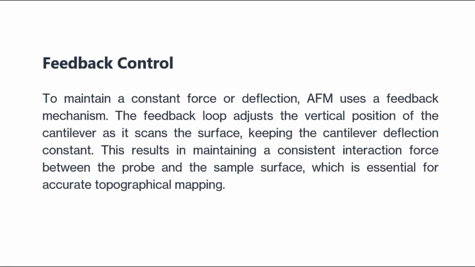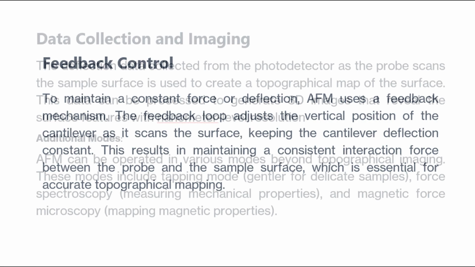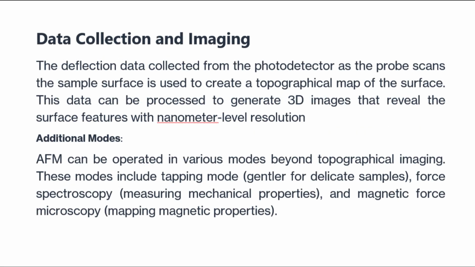Feedback control. To maintain a constant force or deflection, AFM uses a feedback mechanism. The feedback loop adjusts the vertical position of the cantilever as it scans the surface, keeping the cantilever deflection constant. This results in maintaining a consistent interaction force between the probe and the sample surface, which is essential for accurate topographical mapping.